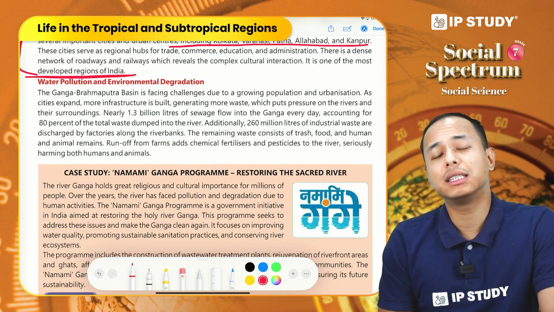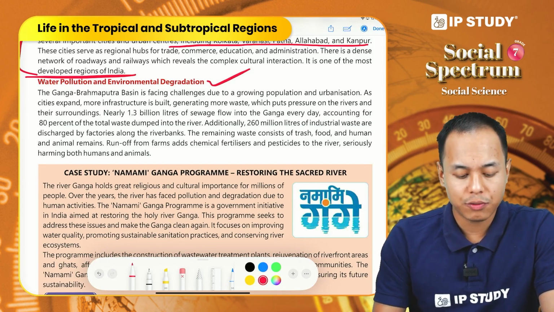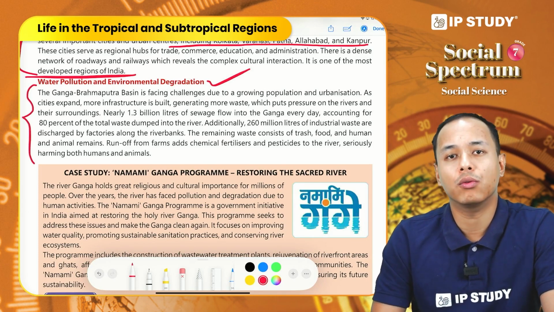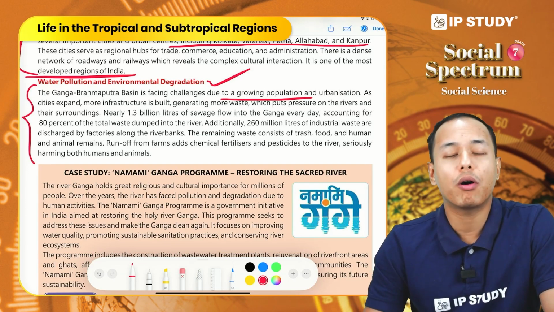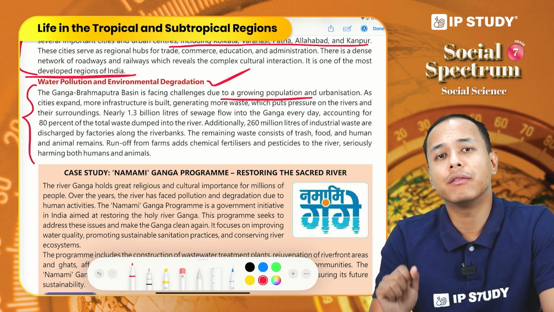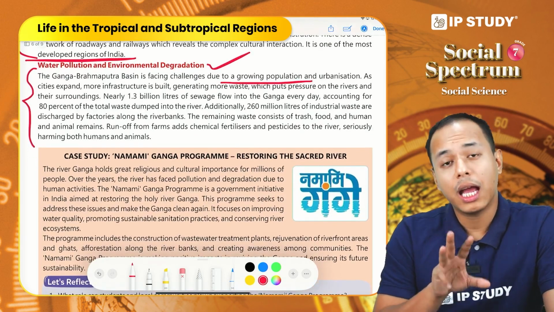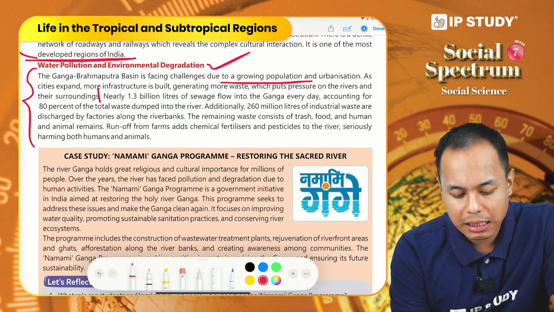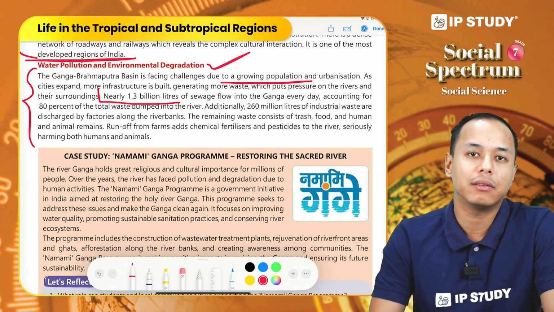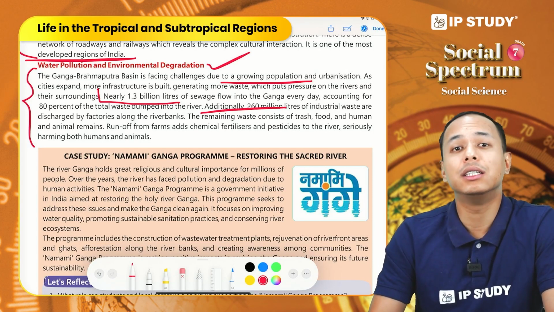Okay, so now let us discuss the water pollution and environmental degradation in the Ganga-Brahmaputra basin. So as we have already discussed, the Ganga-Brahmaputra basin is one of the densely populated regions in the world. As a result, there is a growing population and urbanization, and this puts pressure on the rivers located in this basin. Okay, mostly Ganga. And if you see the damage done to the rivers, nearly 1.3 billion liters of sewage is dumped daily in the Ganga river. Not to mention 260 million liters of industrial waste that is dumped in the river.